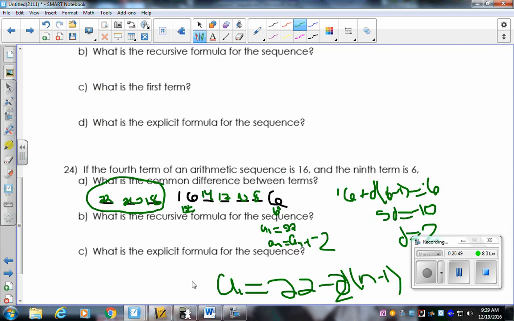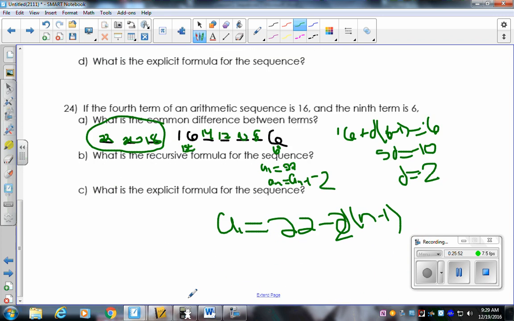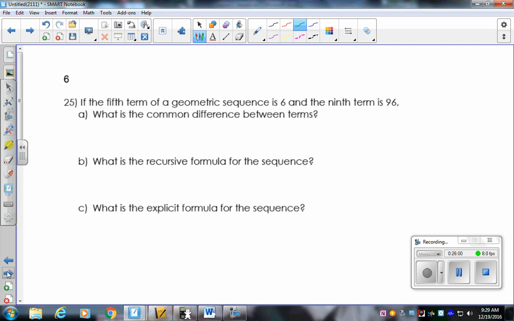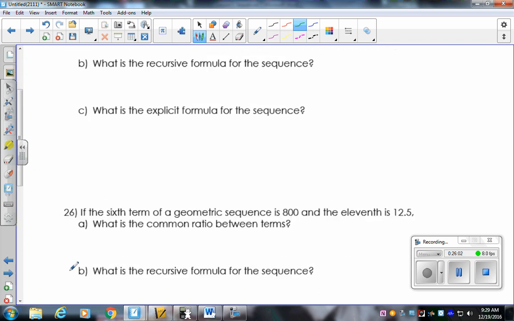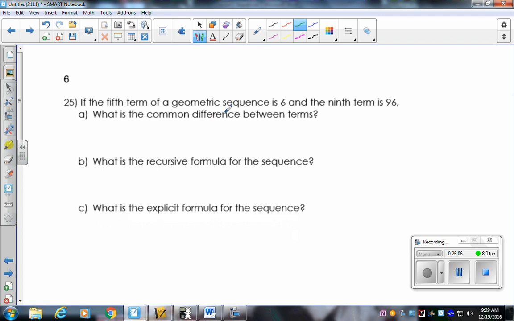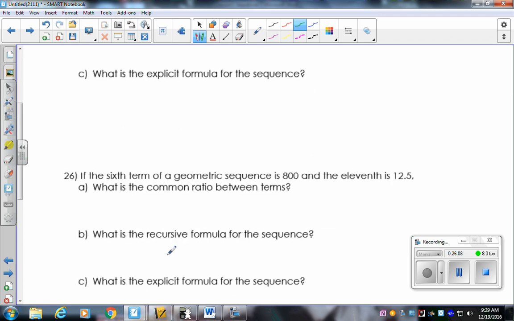Okay. So you can go back and try 23, same exact thing. It's saying, hey, find that common difference. You don't know the first number, but treat what you do know as the first number, and you can work backwards from there. 25 and 26 are the same thing with geometric, guys. You can do these, okay? Same thing, just like before. Set up your explicit formula.